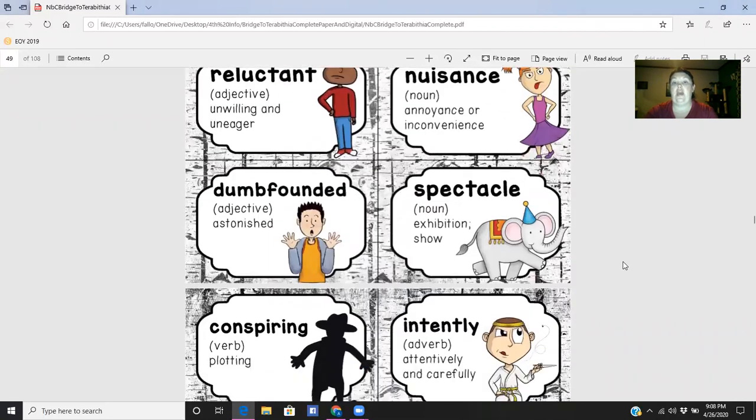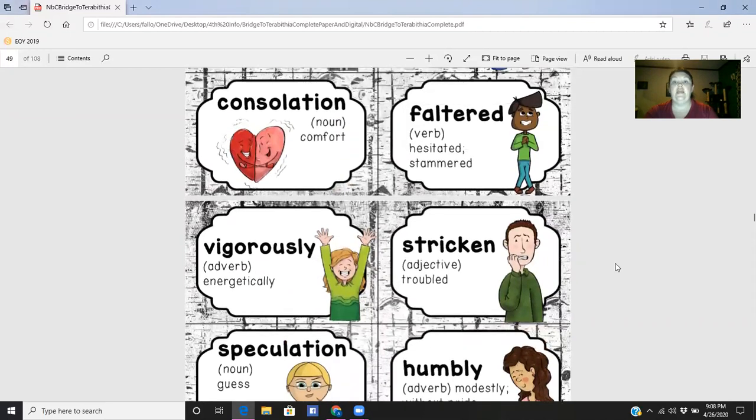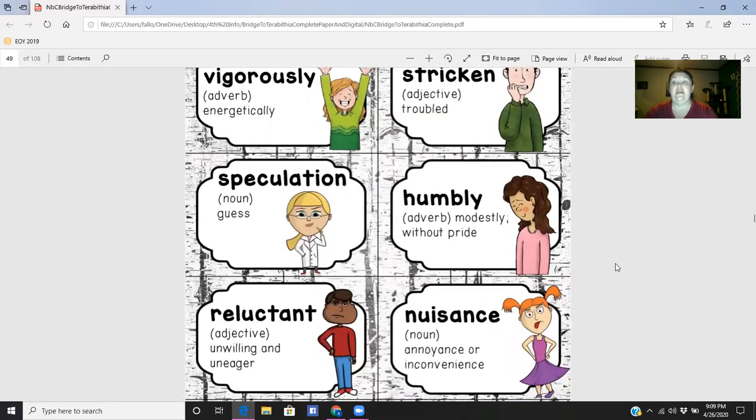The next 4 vocabulary words will be for chapter 7 and chapter 8, and we'll cover those when we get to chapter 7. So you can go ahead and take your vocabulary words, stick them inside your envelope so that you don't lose them, because you will be able to use these vocabulary words on your vocabulary assessment next week.